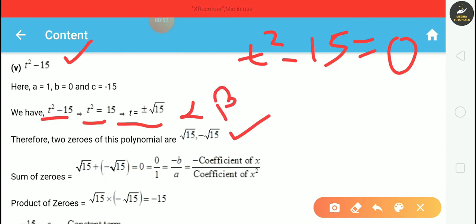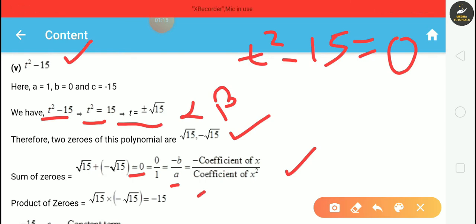Now we will check sum of zeros. Sum of zeros means alpha plus beta, that is root 15 plus minus root 15, that is root 15 minus root 15 is coming 0. Then we will check value of minus b upon a. B is 0, a is 1, that is minus 0 upon 1 is 0. Therefore in both cases we are getting 0, therefore sum of zeros is verified.